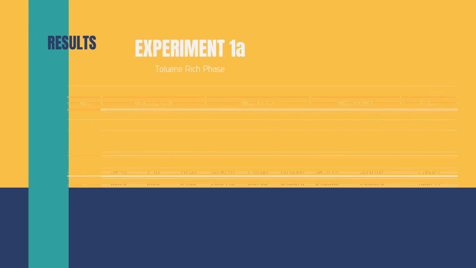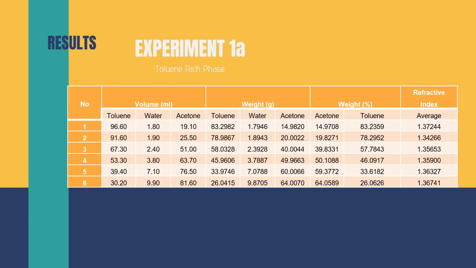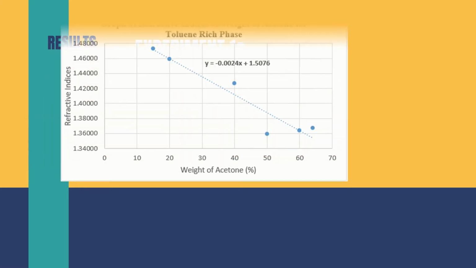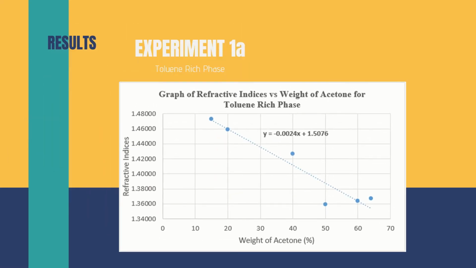Now we're going to discuss the result for experiment 1A, which is the toluene-rich phase. This is the data which we obtained from the experiment. From here, we can know that experiment 1A was showing the composition of the light phase. From the data which we obtained, we can plot the graph which is refractive index against the weight of acetone.